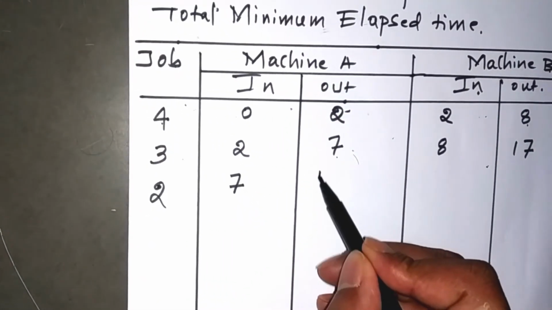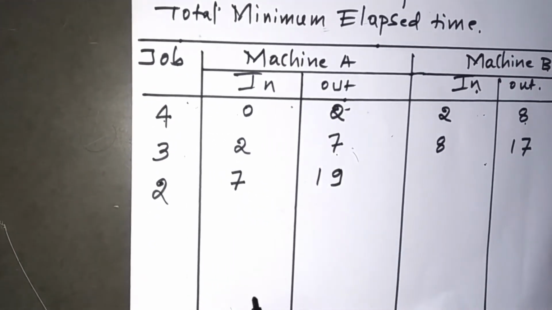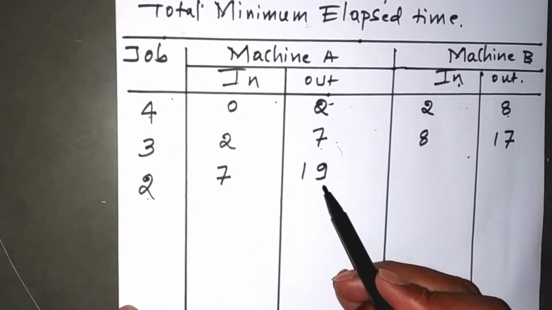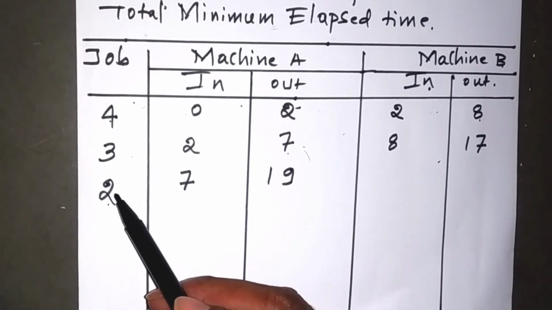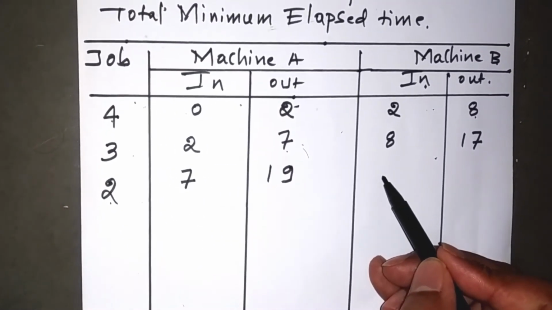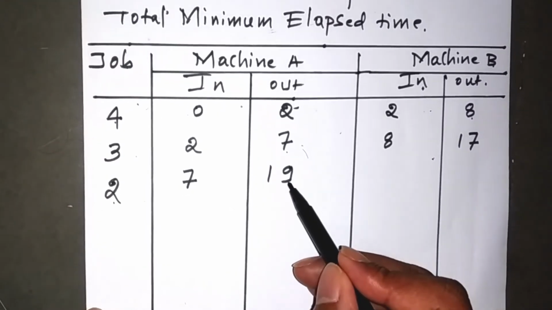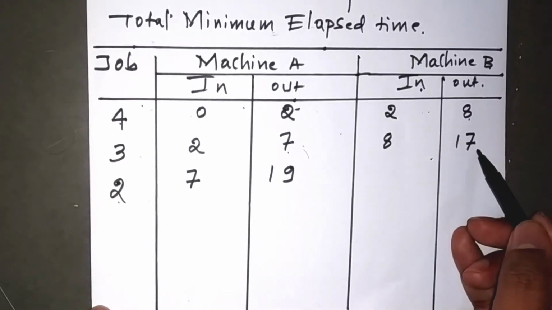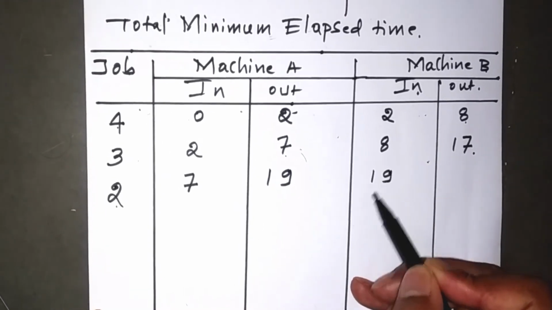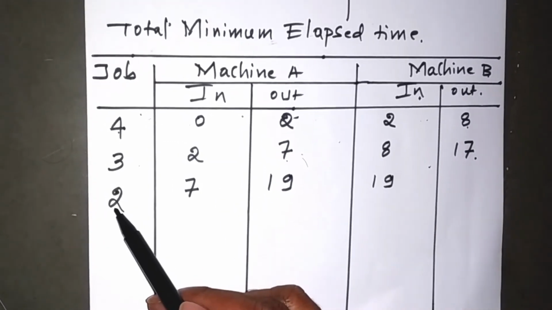So here I'll get 19 as a timing. So second job on machine A, it will take 19 minutes. Now I have to write the in time of job number 2 on machine B. So what logic I have said, here you see the number and here you see the number. Whichever the highest number is there, that you write it here. So 19.